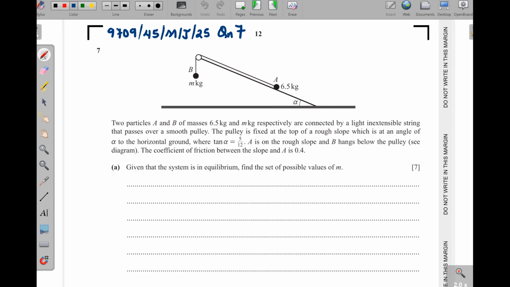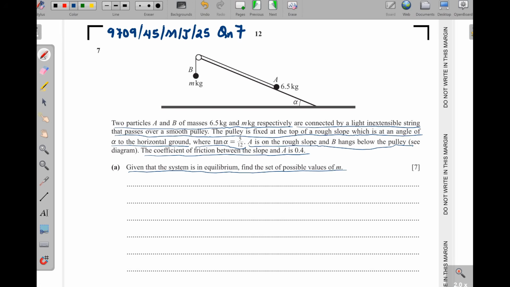Question 7. These are connected particles. Two particles A and B of masses 6.5 kilograms and m kilograms, respectively, are connected by a light inextensible string that passes over a smooth pulley. The pulley is fixed at the top of a rough slope, which is at an angle of alpha to the horizontal ground, where tan alpha is equal to 5 over 12. A is on the rough slope and B hangs below the pulley. The coefficient of friction between the slope and A is 0.4. Then part A, given that the system is in equilibrium, find a set of possible values of m.